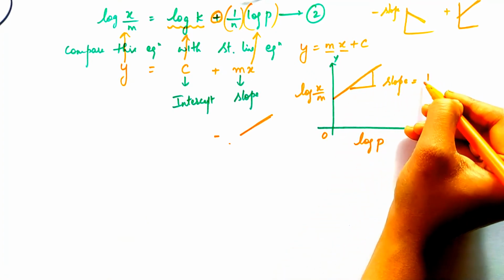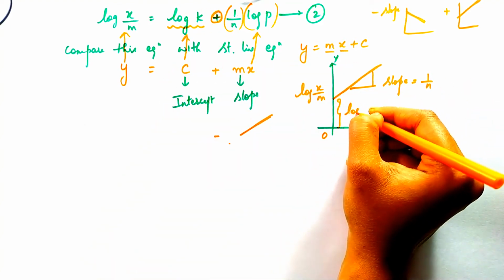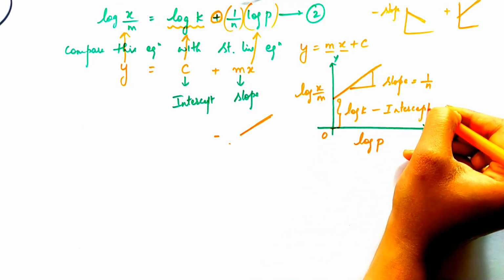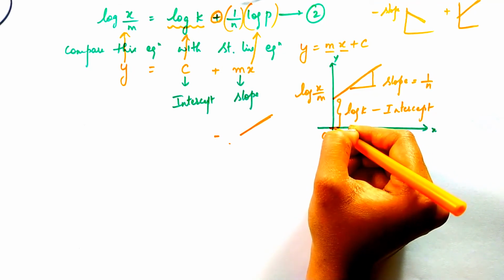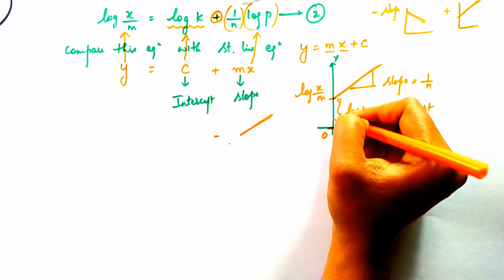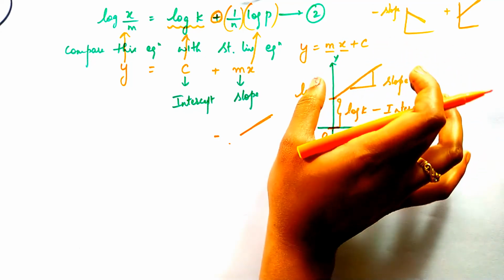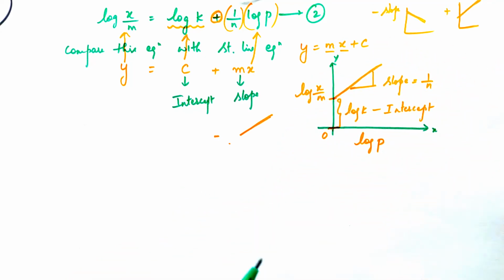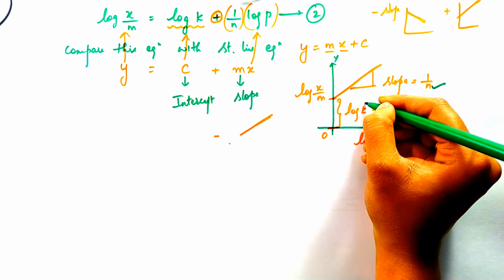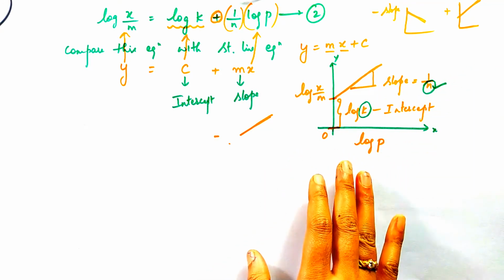Slope is equal to 1 by n, and the intercept, that is log k, is the distance from the origin to where the graph starts. From here to here, we get the value of log k. By using this graph, we can calculate the n value and k value. So these are the three kinds of graph that we have discussed today.